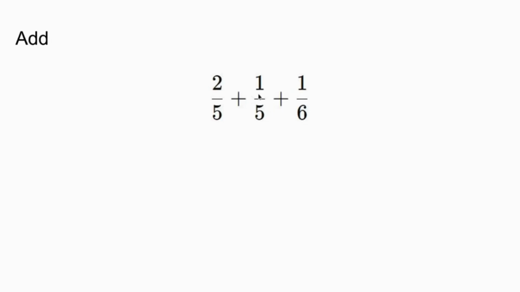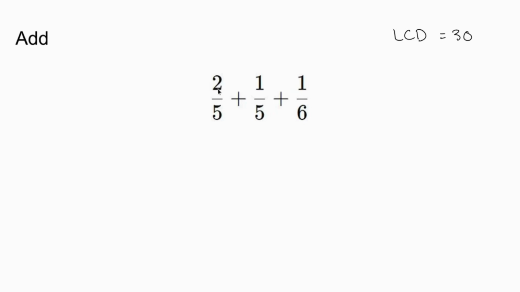Add 2/5 plus 1/5 plus 1/6. Now, when adding fractions, you need to make sure that the denominators are the same. They're not. These two are 5, and this one is 6. So my least common denominator is not too bad. That's going to be 30.